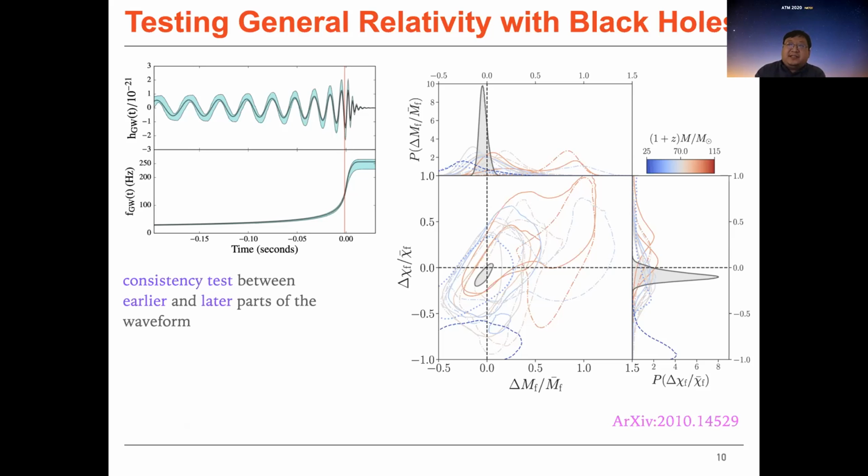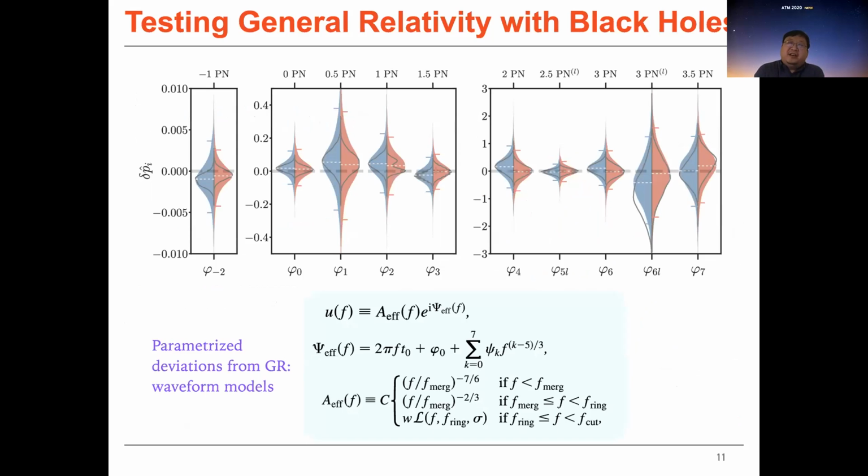So this is basically saying that within the statistical accuracy of our detectors, the early and the late part of the waveforms are consistent. Another test is going into the so-called post-Newtonian expansion of the gravitational waveforms. So basically, you first say, let's parametrize and write down our waveform.